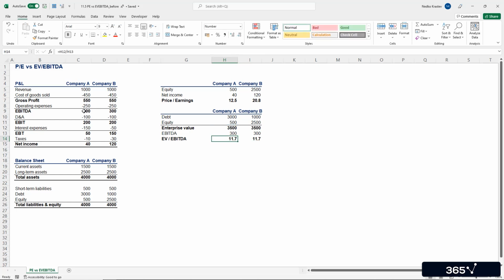This proves that the EV over EBITDA multiple does not get distorted when it comes to capital structure, while price per earnings is impacted by financing decisions. Of course, when valuing a business, we're very much interested in its enterprise value because capital structure decisions can be reversed rather quickly. Investors can repay a company's debt overnight in some situations. And what counts in the long term is the ability to generate operating cash flows for a given level of capital invested, be it debt or equity.